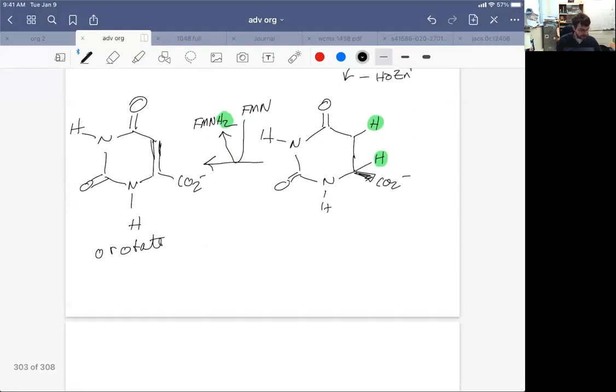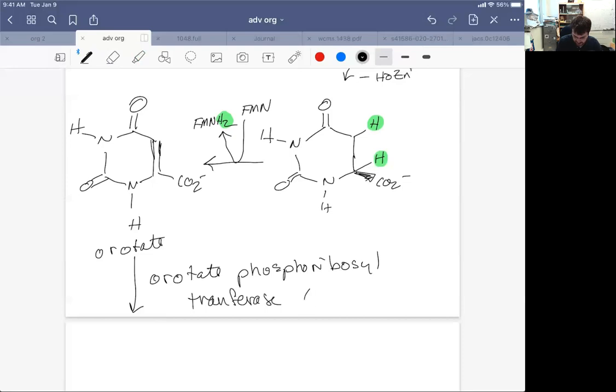Okay, so orotate is actually going to next be coupled with an enzyme that's going to couple this base to our ribose. And this is going to be catalyzed by orotate phosphoribosyl transferase. And this is just going to attach ribose.